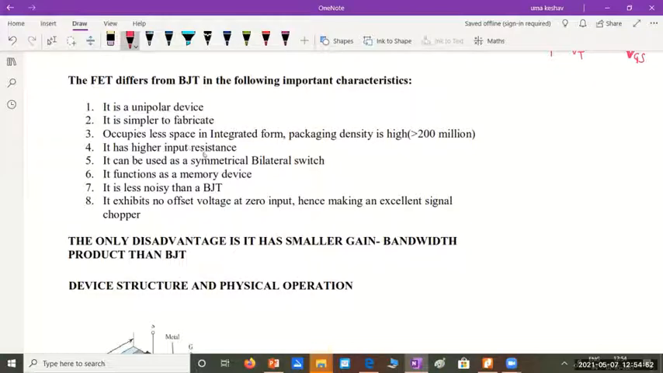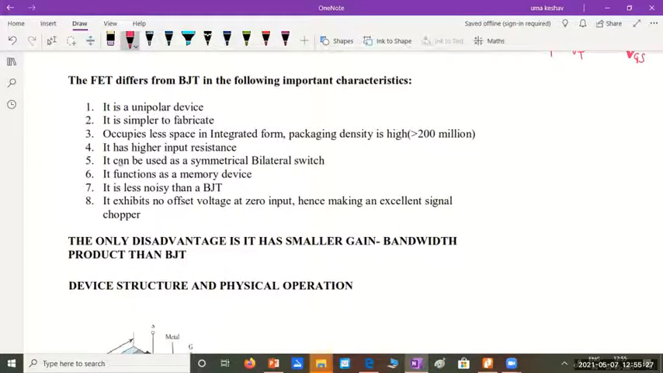As I told you, because the input current is almost zero, it has a very high input resistance. It can very easily be used as a symmetrical bilateral switch. Memory devices very commonly use FETs. It is less noisy than BJT; BJT is more noisy, and FET doesn't have any offset voltage even at zero input. No error voltages exist in FET based devices, but in BJT based devices there are error voltages.